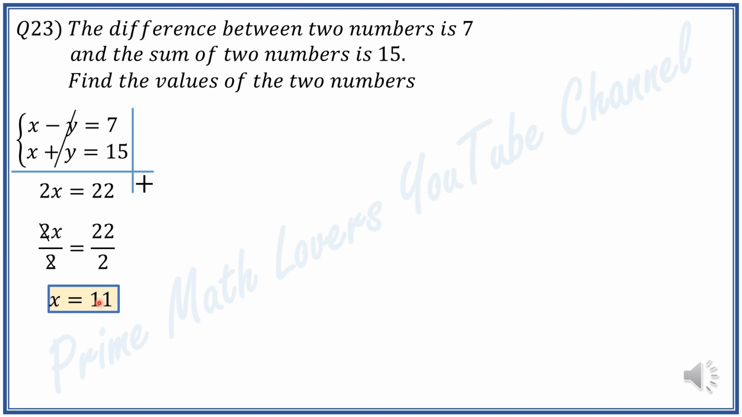Now we replace x with 11 into one of the original equations. Let's use the first one. x minus y is equal to 7. We replace x with 11, so 11 minus y is equal to 7. We take y to the right hand side and 7 to the left hand side. So 11 minus 7 is equal to y, or y is equal to 4.